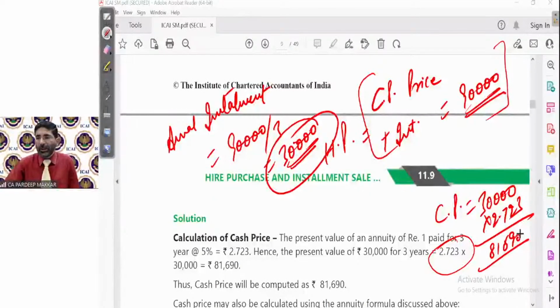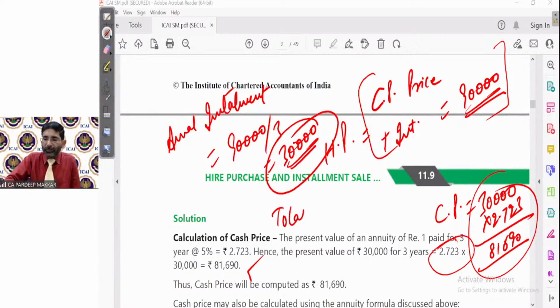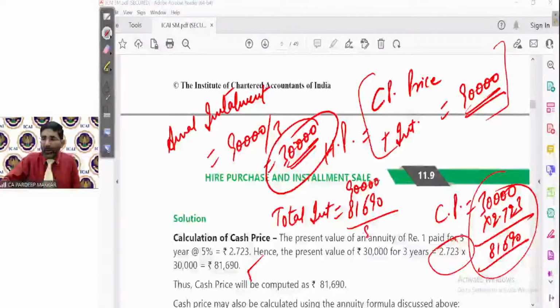This is your CP, beta, the cash price has come. So your cash price has come. So how much is the total interest to be paid by you? That is clear to us. 81,690 is to be deducted from 90,000, and we have to pay ₹8,310 as the total interest. And for the purpose of recording, you have to calculate interest every time by preparing a proper ledger account or by preparing a table. It can be done in a table, you can do it through a table.